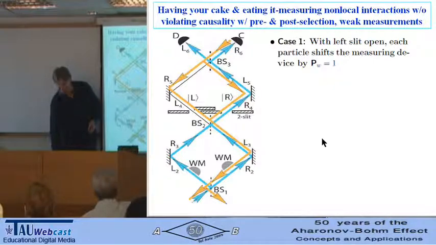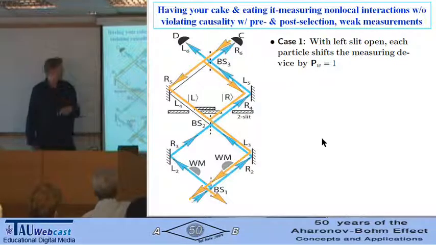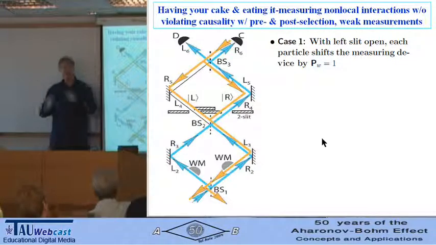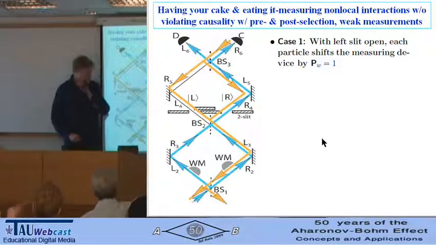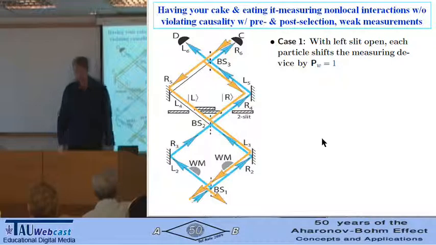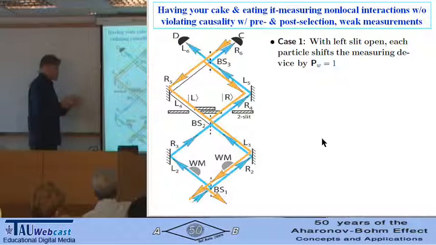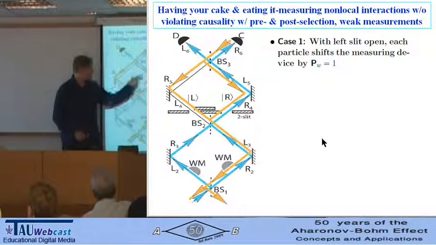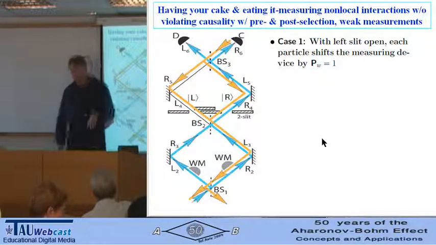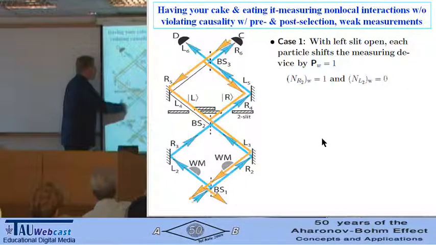And to get to the upshot here, if you leave this left slit open, or you're not doing a measurement there, then each particle delivers a shift to the measuring device corresponding to the weak value of the parity equals 1. Of course, in a weak measurement you have to use a lot of particles to get the signal because each one doesn't give you a lot of information. And here's just a specific example of what the weak values are in different arms of this setup.